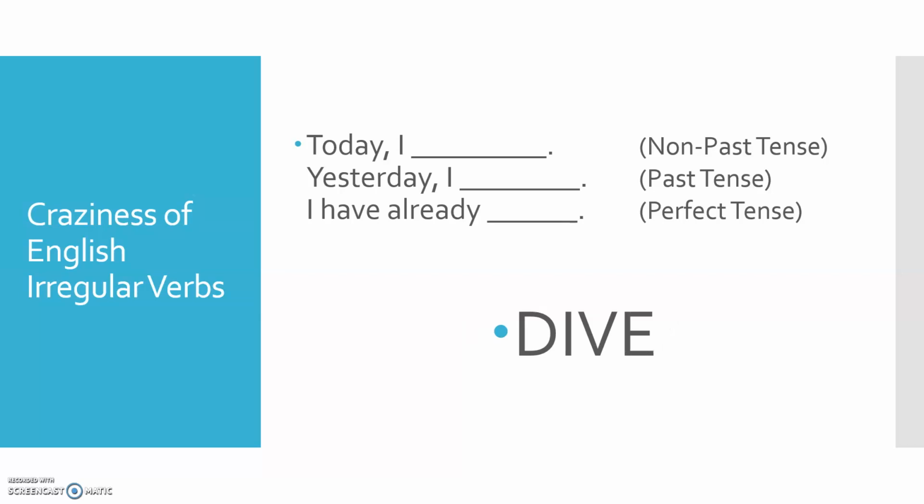How about today I dive, yesterday I've already. So usually students are good with the past tense. Today I dive, yesterday I dove, but it's the perfect tense form, the past participle form. I have already, and sometimes you might want to say divin. But we know divin's not right. It sounds really weird. But today I dive, yesterday I dove. I have already dived. I think dived is the correct perfect tense form.